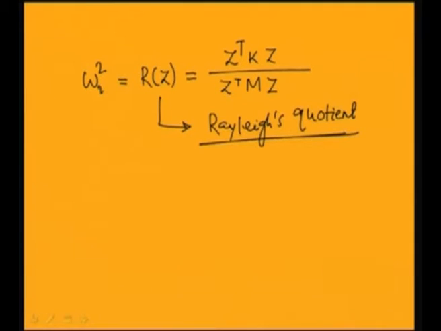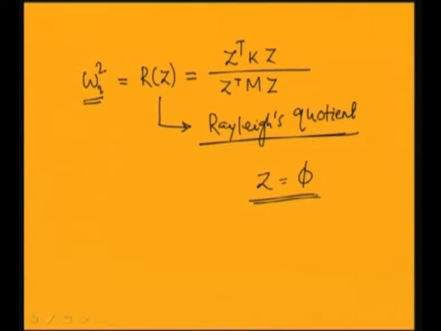So, when you are taking this z as the approximate function or approximate vector, then this is known as the Rayleigh quotient. This Rayleigh quotient will be equal to the actual eigenvalue of the system when z equals phi. So, when z equals phi, the Rayleigh quotient is reduced to the eigenvalue of the system.